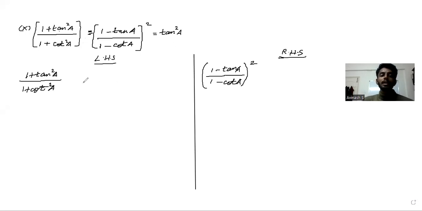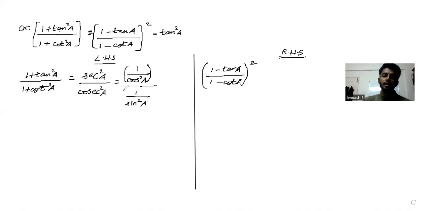Now, according to the identities, taking the left hand side, we know that 1 plus tan square A is nothing but sec square A. And similarly, according to the third identity, 1 plus cot square A is cosec square A. And sec square A can be written as 1 by cos square A, because the inverse of sec is cos. And cosec square A can be written as 1 by sine square A, because the inverse of cosec is sine.